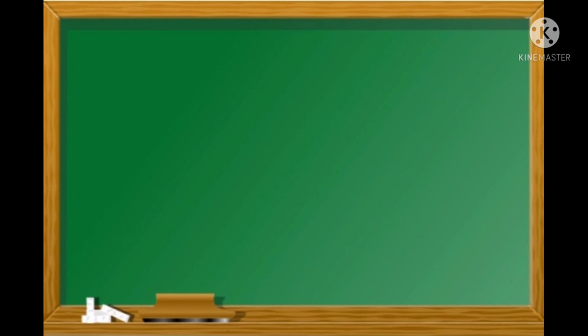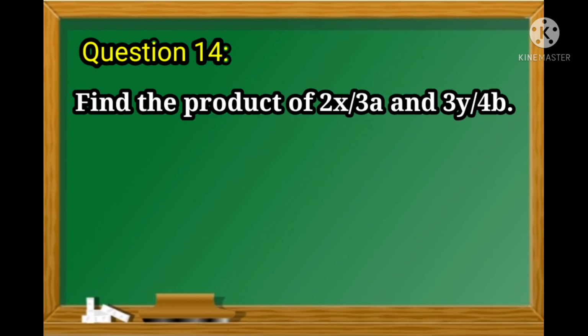Let's proceed to question number 14, and this is all about multiplying rational algebraic expressions. And the question is, find the product of 2x over 3a and 3y over 4b. Same process of multiplying fractions, simply we will multiply the numerators and multiply also the denominators separately.